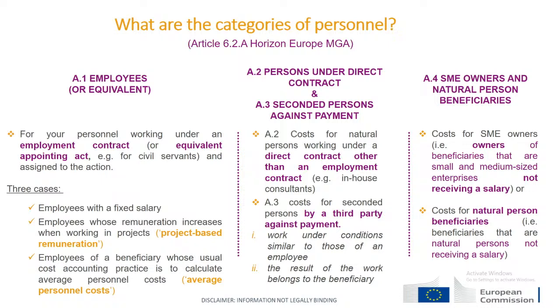And finally, the last option is the sole owner and natural person beneficiary. In these two cases, they don't receive a salary. So the way of calculating the cost is by applying a unit cost, and in a way it is also a simple procedure, as you don't have to calculate the unit cost. The unit cost is already fixed by the Commission, so you use the unit cost provided, and then the calculation is more automatic.